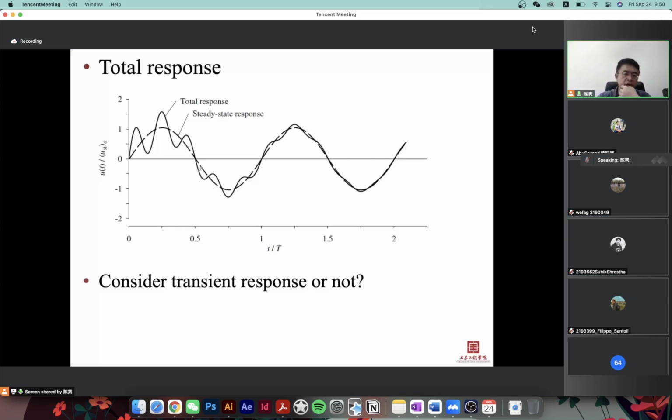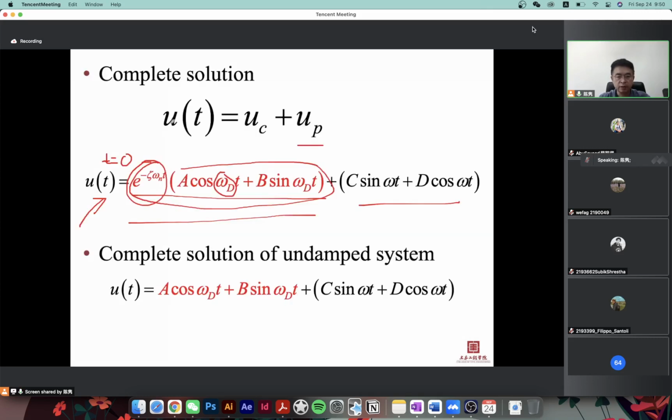This is another explanation. You can see this solid line is the total response, which consists of two parts, transient and steady state. The dashed line here is the steady state response. The second part of this response, let me go back, this part is the second part.